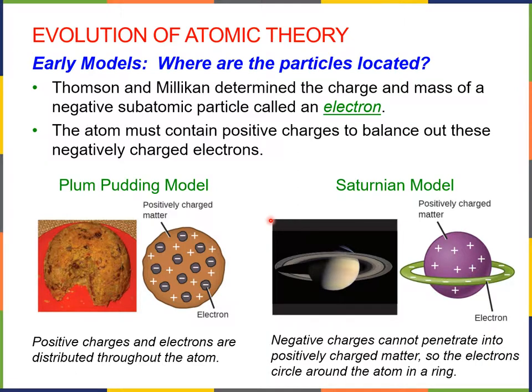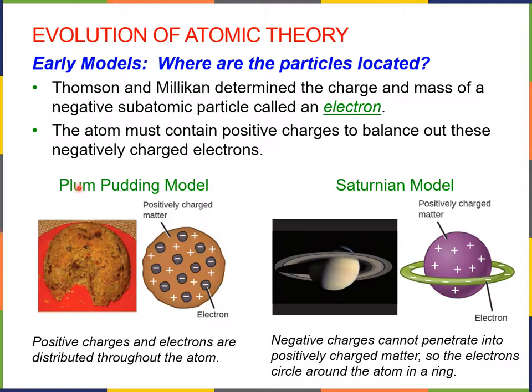That's what we know today, but that was not always something that people knew about atoms as atomic theory was being developed. People had very many different ideas. They knew there were negatively charged particles. They knew there were positively charged particles, but wondered what the configuration of these particles actually is. One model that scientists developed was called the plum pudding model.